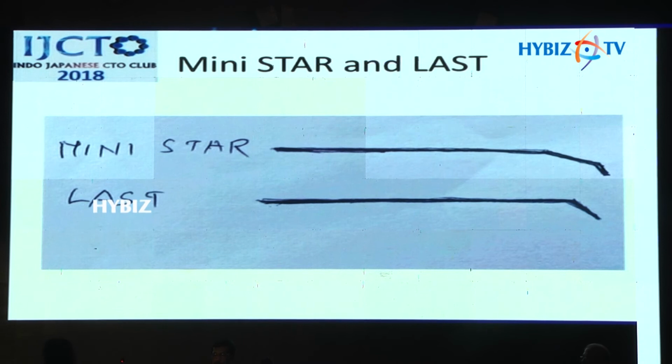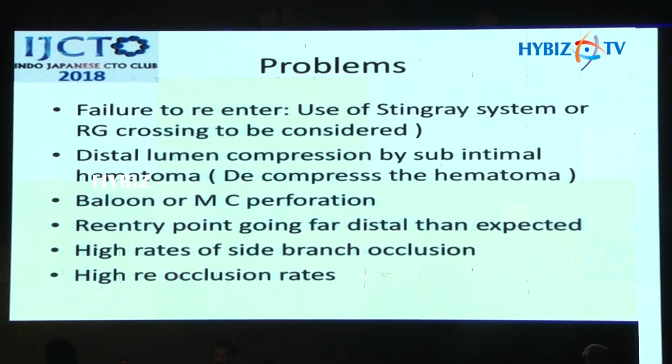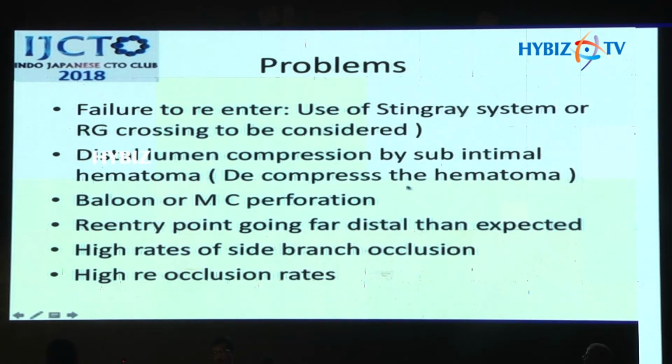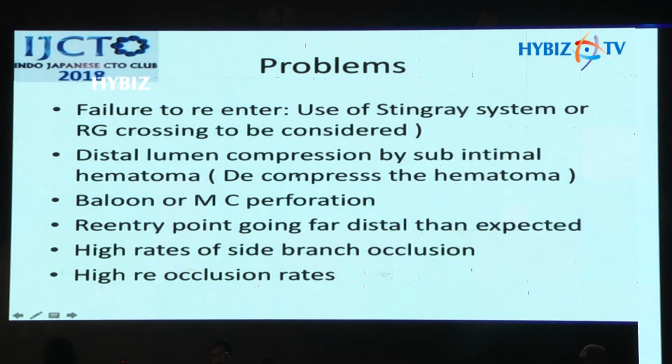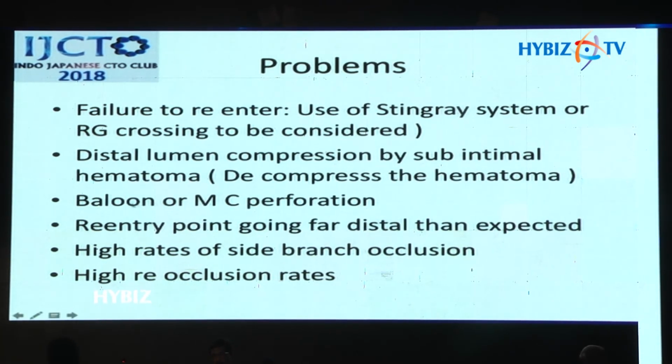But these are all well described rather than actually done, because when you try to do it, especially what happens is a large subintimal hematoma forms, and usually it is a failure to re-enter. And in the present era, use of stiff wires may be used. So this is a major problem: distal lumen compression by a subintimal hematoma. One technique which one can use is to just aspirate the hematoma from here.